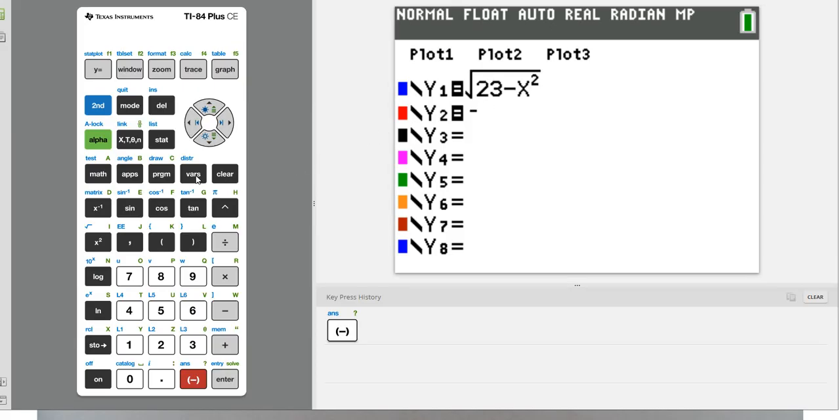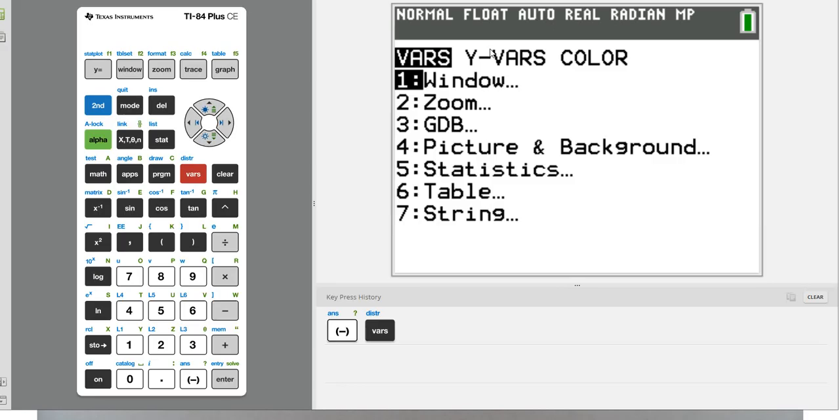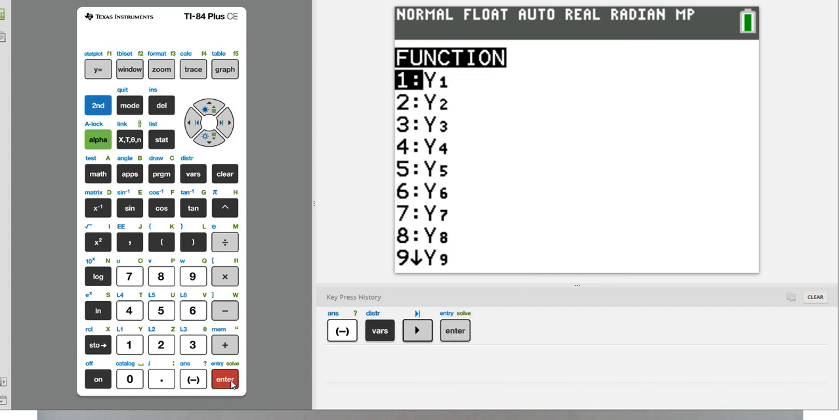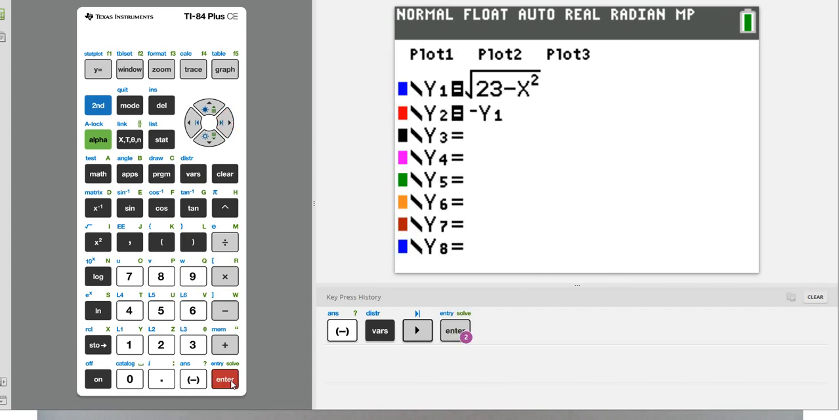So hit the vars key, which is right here, go to the right, it says y vars, and you want to click the first one because we're working with functions, and there you go, there's y1. So the negative of y1, okay, that's kind of cool.